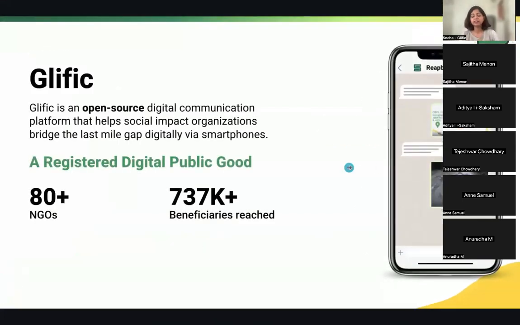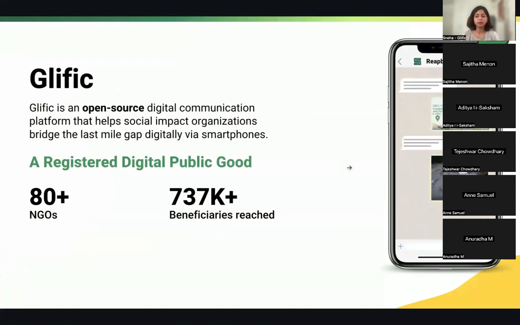Glific is basically a chatbot platform provider. We provide you with the platform, and whatever program you have, we help you use a chatbot to reach end beneficiaries at scale. That's what Glific does. Glific is an open source digital communication platform. We're currently working with 80 plus NGOs right now.